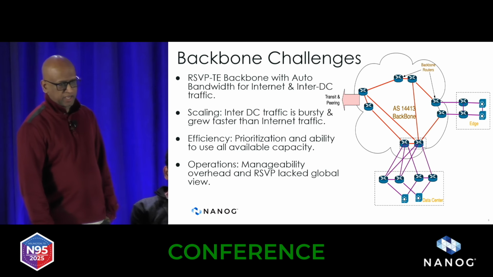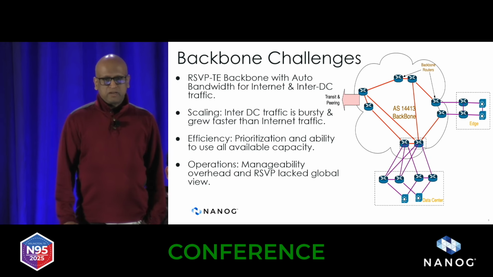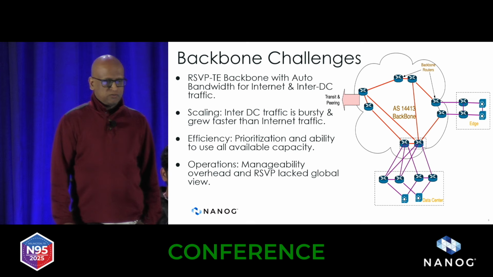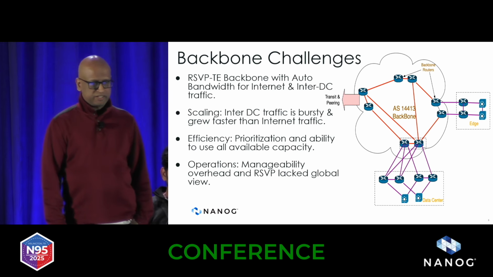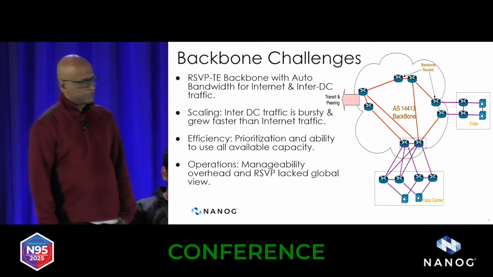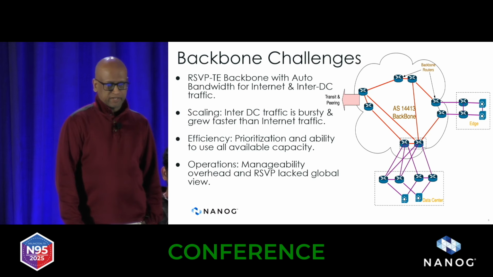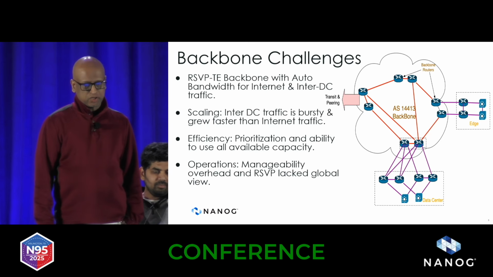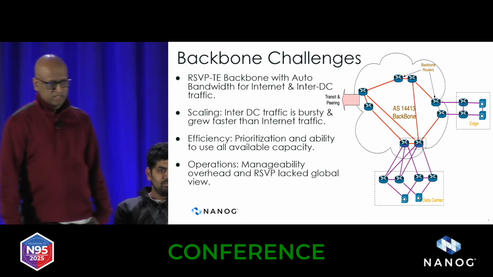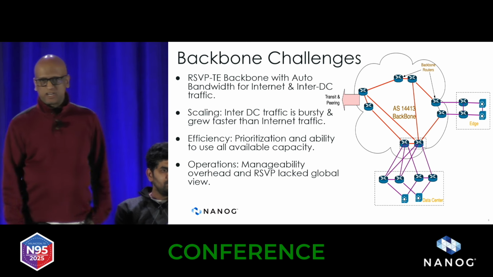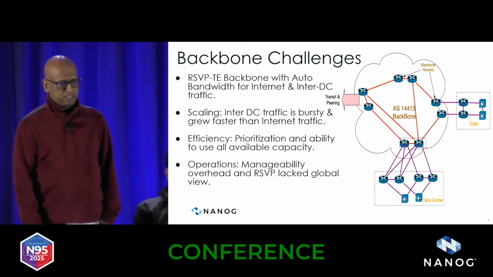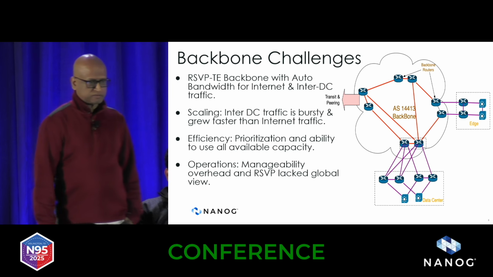What were the challenges we had in our backbone? We operated a classic RSVP-TE backbone with auto-bandwidth for internet and inter-DC traffic. As you can see, this backbone connects to transit and peering, where the eyeball traffic comes in and gets terminated at the edge POP, and from the edge POP it goes into the DC. The same network is also used for inter-DC traffic. Traffic between the data centers used the same backbone.